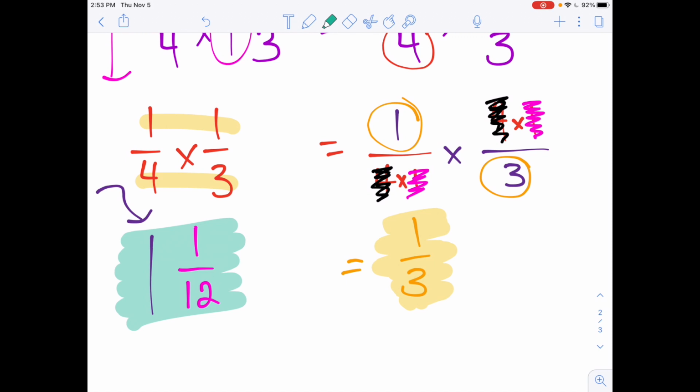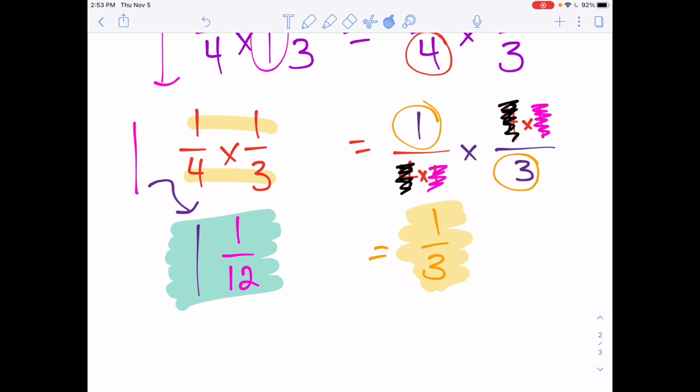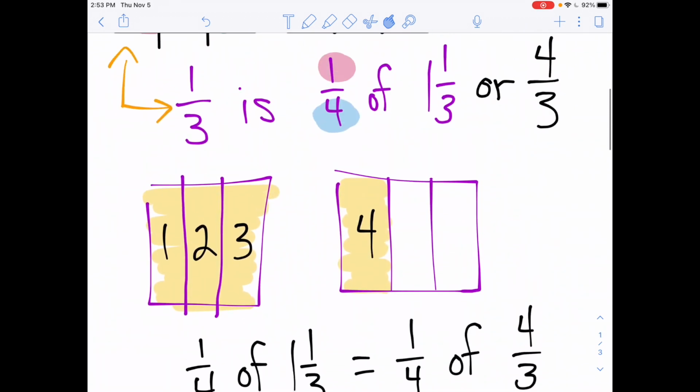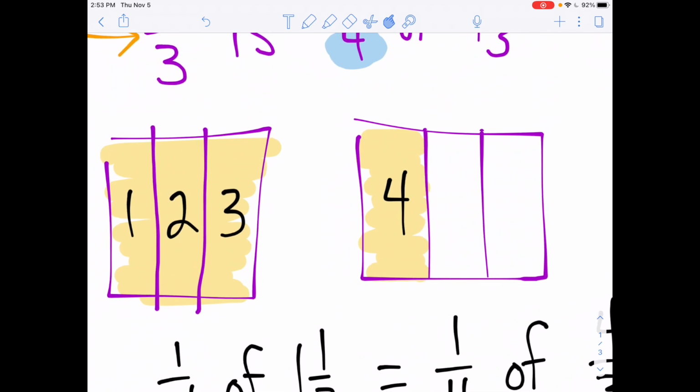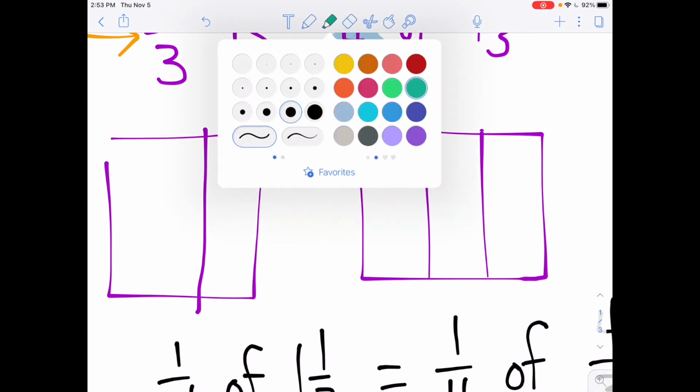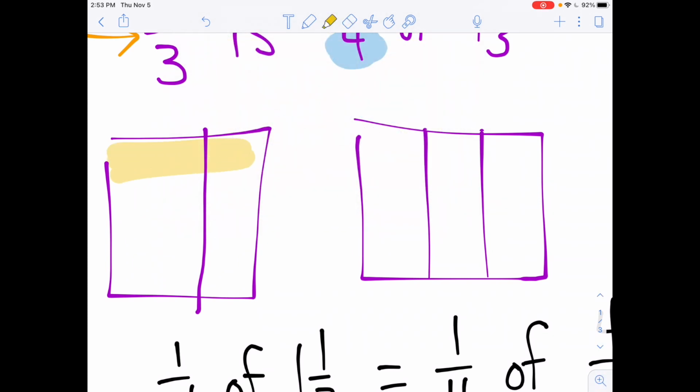So 1 1/12 is much larger than a third. It's more than a whole, and a third is closer to nothing than it is to a whole. So this answer of 1 1/12 also doesn't make sense. I'm going to just one more time scroll up. If I was looking at 1 1/12, that would be the same. I'll very quickly get rid of these. I'll color it back in so we can see our 1 1/3.